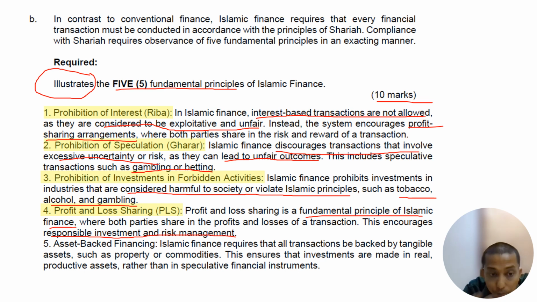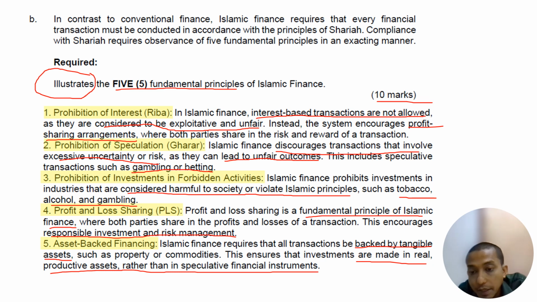The last one is asset-backed financing. Asset-backed financing, right? Islamic finance requires all transactions to be backed by tangible assets such as property and commodities. Why? This is to ensure the investments are made in real productive assets rather than speculative financial instruments like the conventional investment. All right. So this is the B part.